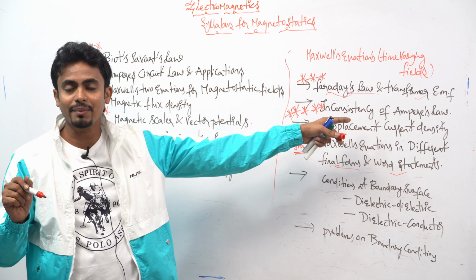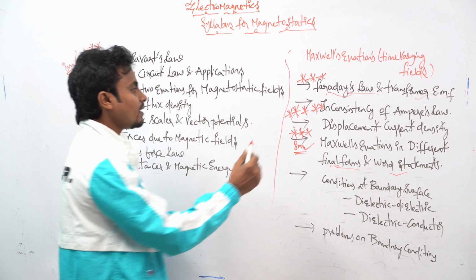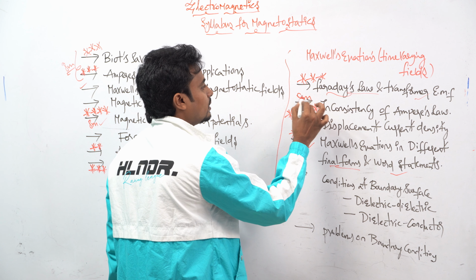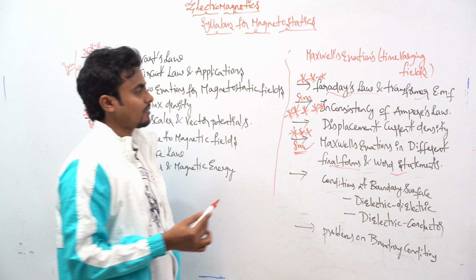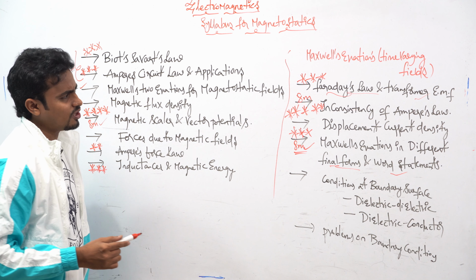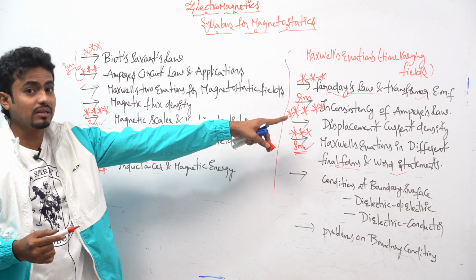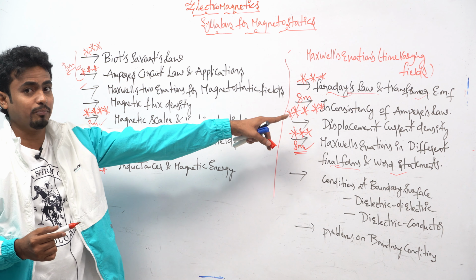These concepts might be asked from your university examination point of view. This is also very important. And similarly, from the GATE examination point of view, the inconsistency of Ampere's law result is important. Next, displacement current density. Try to learn that concept, but not in depth.